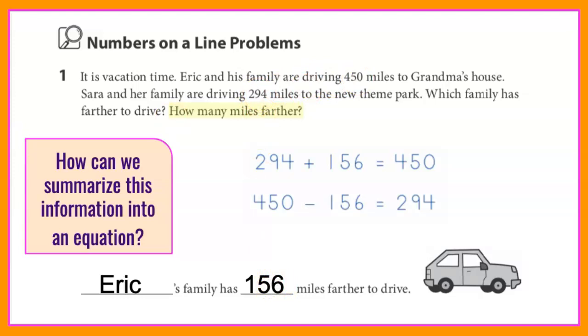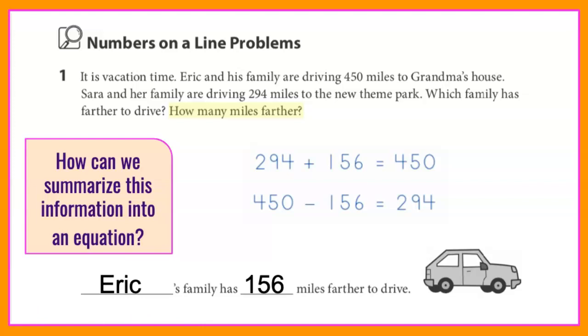I can also write a subtraction equation. I'm using the same information in my addition equation. I just flipped it around a little bit. So I know that Eric's family drove 450 miles. And they drove 156 more miles than Sarah's family. So I take away that 156 extra miles to see that Sarah's family drove 294 miles. We can write two different equations that tell us the same information.